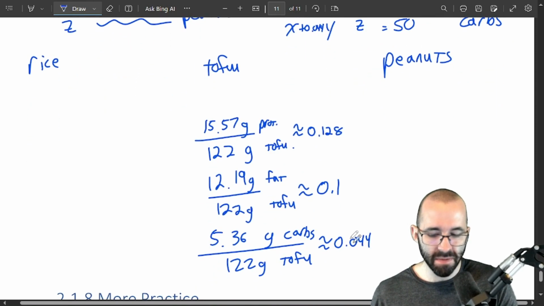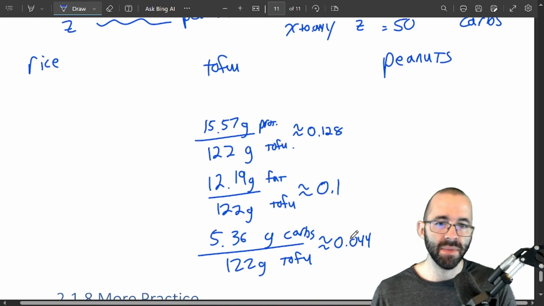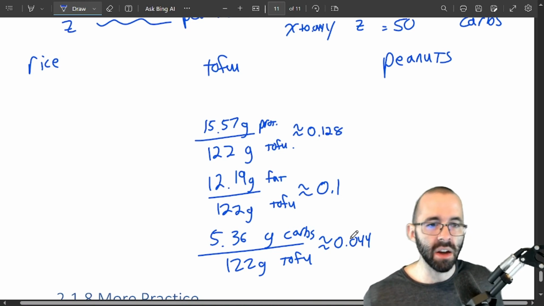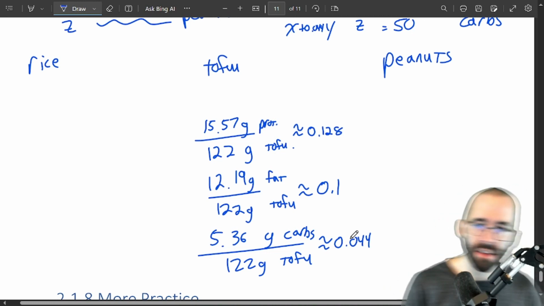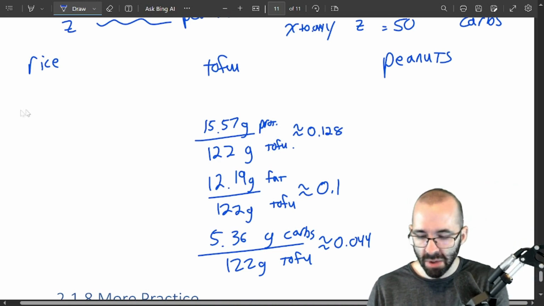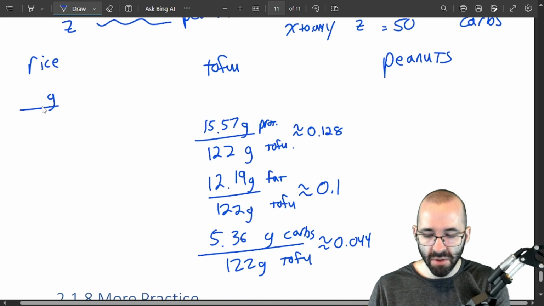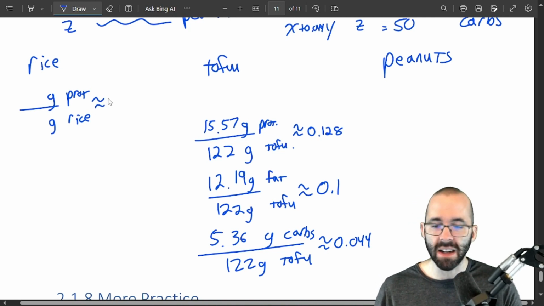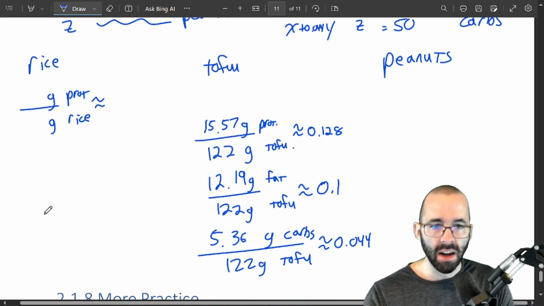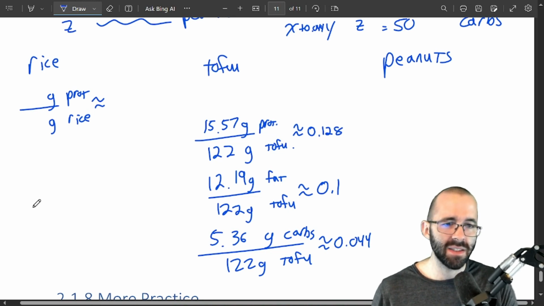So we're going to do the same idea with rice and peanuts. I highly recommend you pause the video. You don't need to watch me do this. Pause the video, find these coefficients on your own, see if you can get them. So for rice, we'll have some amount of grams of protein per gram of rice, and we'll find that coefficient and so on, and do the same thing for peanuts. Okay. I'm going to pause the video myself and not spend the time right here. And then I'll fill it in and we'll finish the problem.